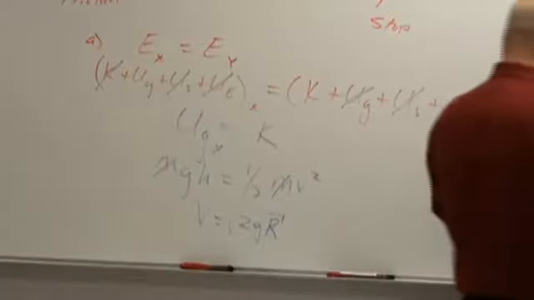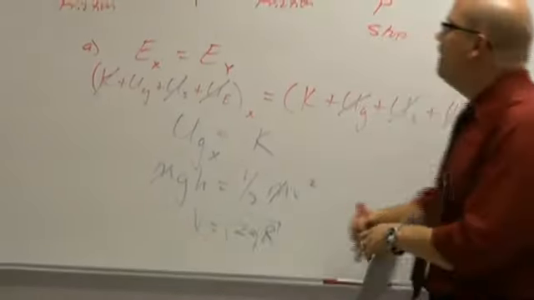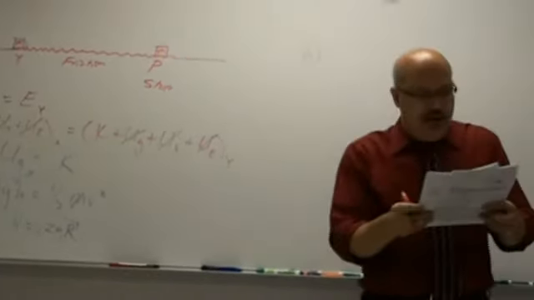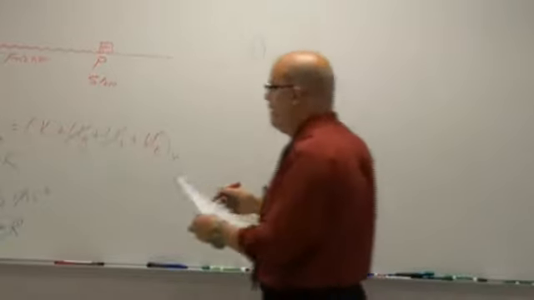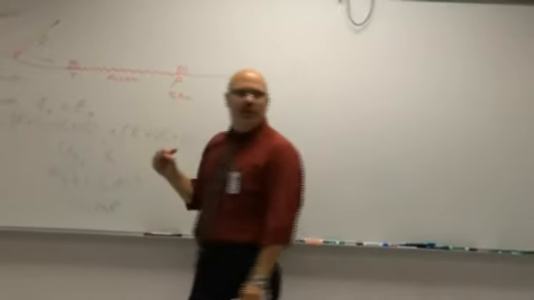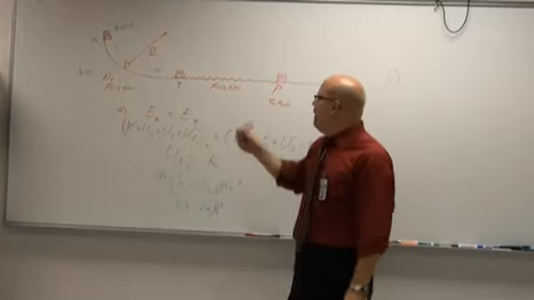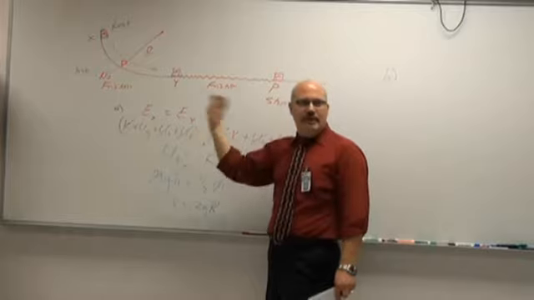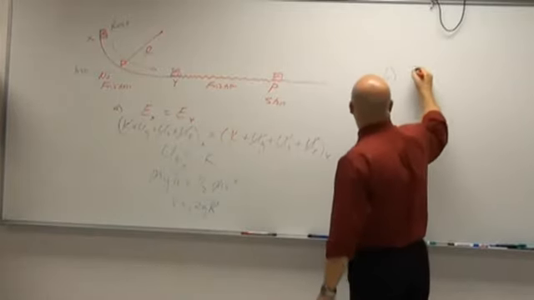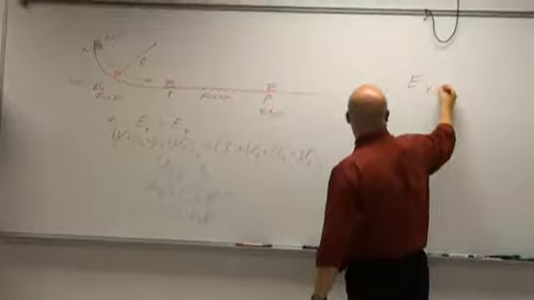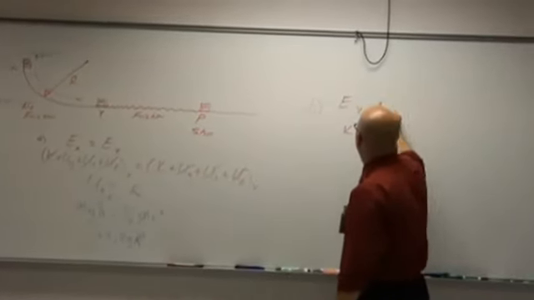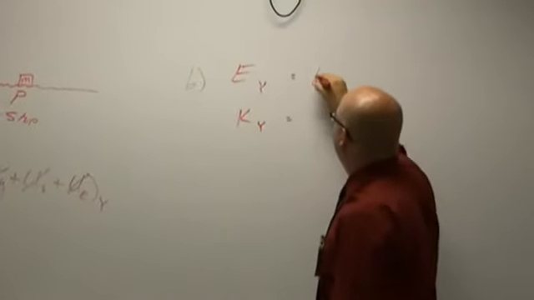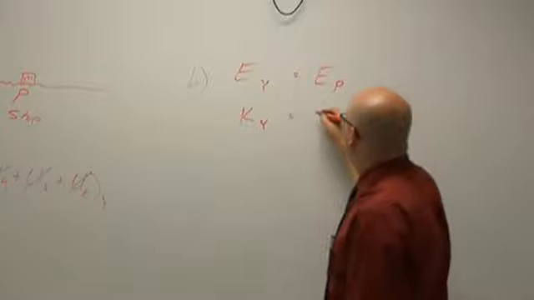So now we go to part B. And I think this is where we ended up last time. Part B. It says, determine the thermal energy that is generated as the block moves from Y to P. Okay, thermal energy. So we have a non-conservative force, friction, that's going to take our energy away and turn it into heat, right? So what kind of energy do I start with at Y? Kinetic? And what kind of energy do I end up with at point P? Thermal.